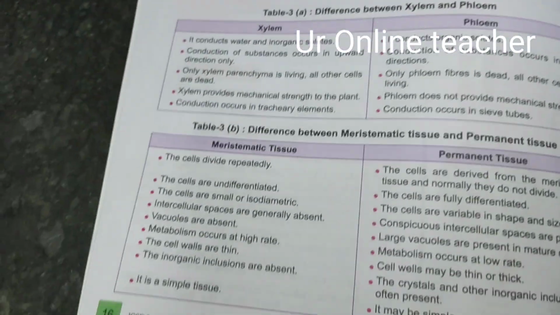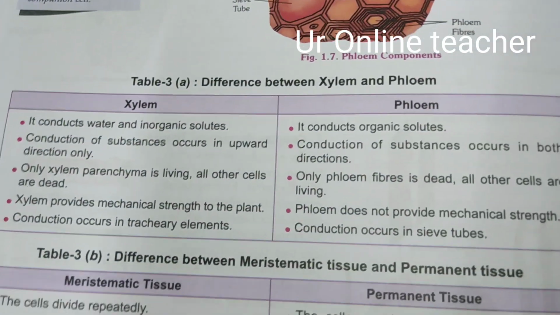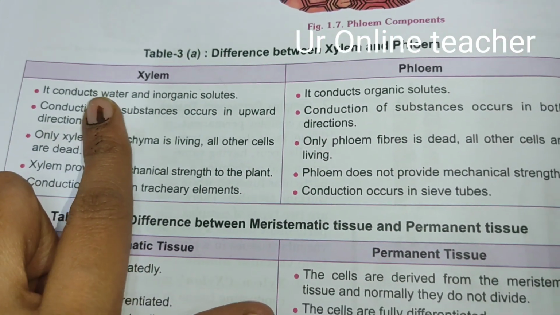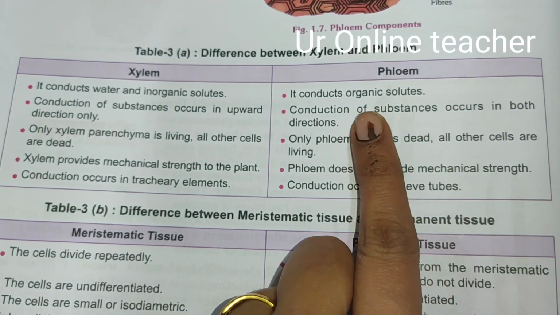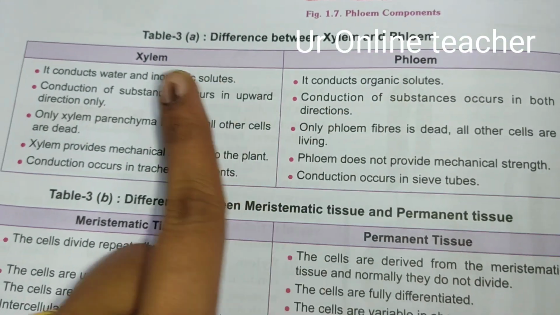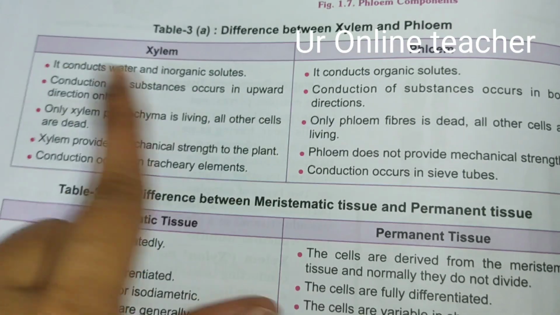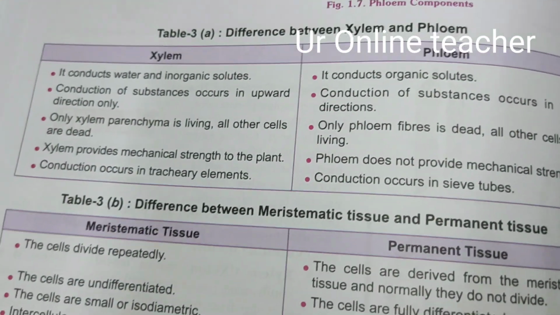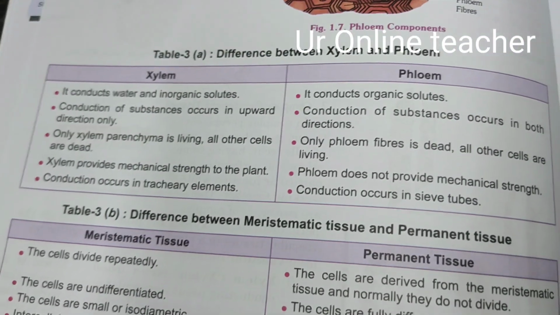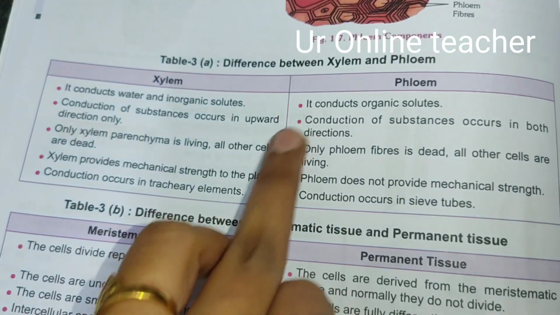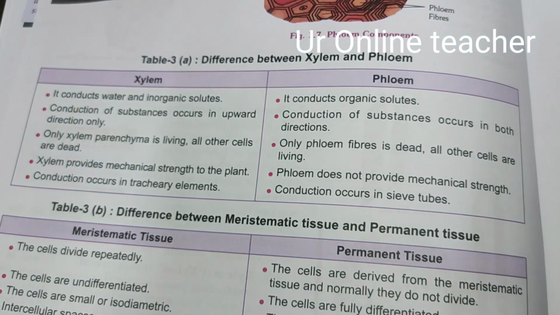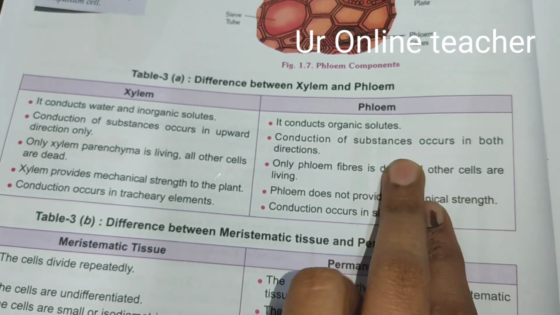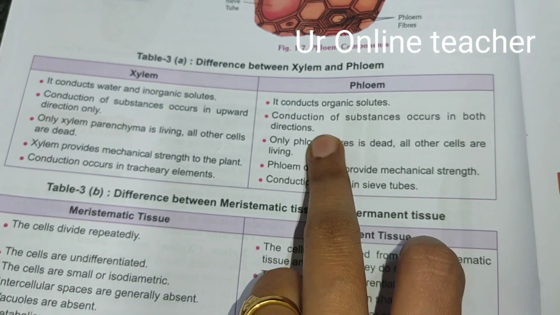So what is the difference between xylem and phloem? Xylem will conduct water and some inorganic solutes. Here phloem will conduct organic solutes, meaning food. So conduction of substances occurs in an upward direction, from the roots to all the body parts of the plant. Here in phloem, conduction is in both directions: in the leaves food is prepared, and it will conduct in both the directions.